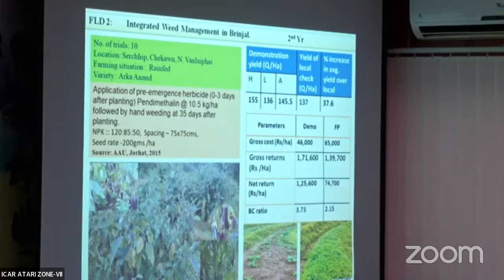And the next one is integrated management in brinjal. The technology is here, and this technology has been taken from AAU Jorhat 2015, and the demonstration yield, the highest, was 155 quintal per hectare, and the BC ratio was much higher with 3.70 compared to 2.15. This is the second year we have completed this one.